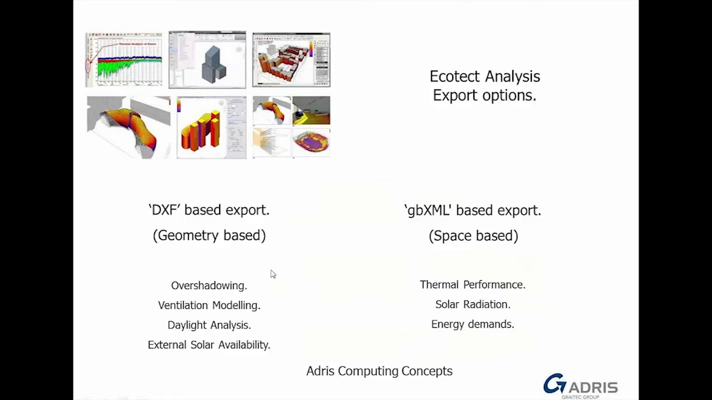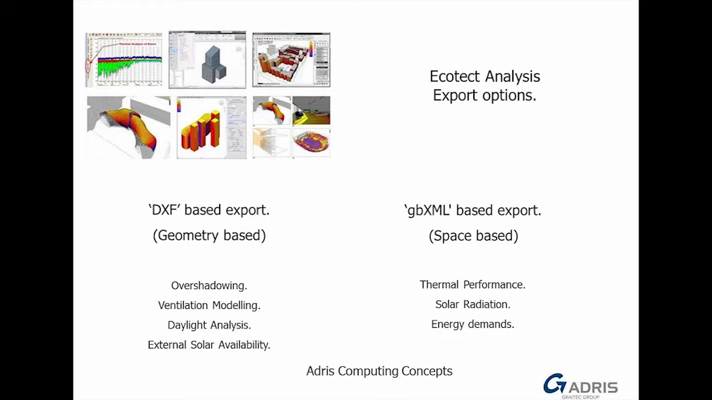So what is it that we have to export so that Ecotect can actually do its job? Well, there are two types of input to Ecotect. One is DXF and the other is GBXML. The DXF is primarily used for geometry-based analysis: overshadowing, ventilation, daylight, solar availability. GBXML is more based upon space-based thermal performance, solar radiation, and energy demands.